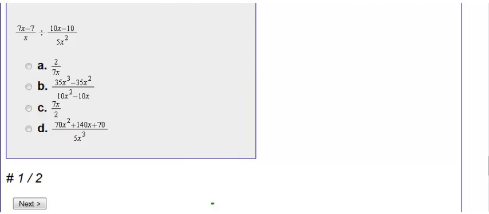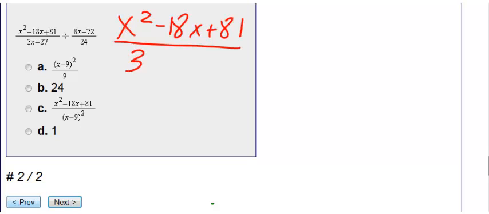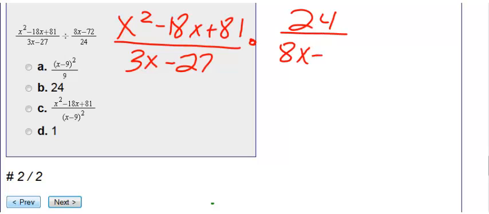Okay, number 2, we have our dividing by fractions. So the first thing we're going to do is write the first one. We're going to change it to a multiplication and flip the second one. So now we can start our simplifying.